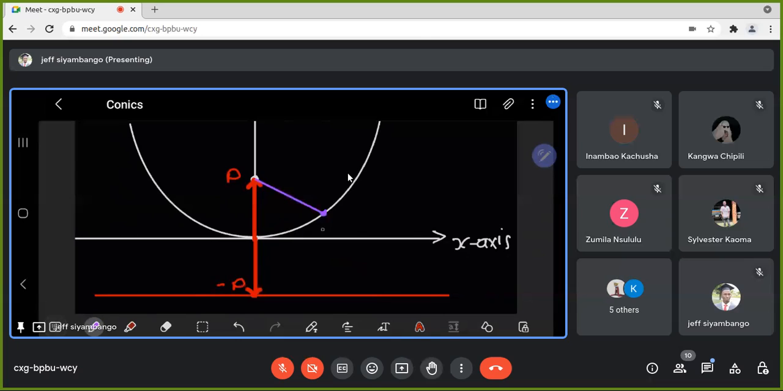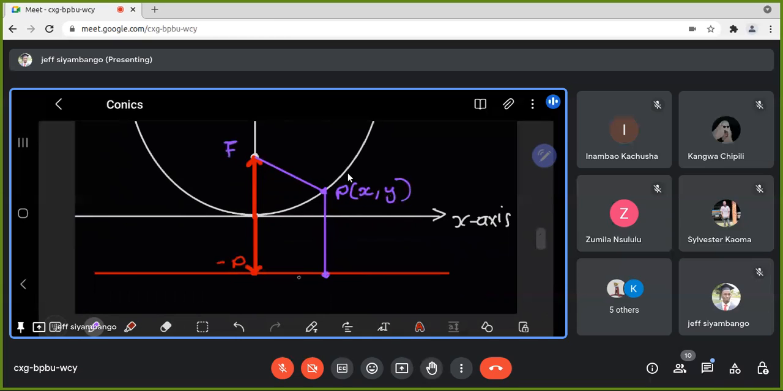This distance has to be equal to the distance from here, coming downwards up to here. So this is how that definition of a parabola is obtained. If we label that as P, the magnitude there, I can say this is where the focus F is, and this is a point which is basically (x, y), and this somewhere here, remember I say this is at negative P.